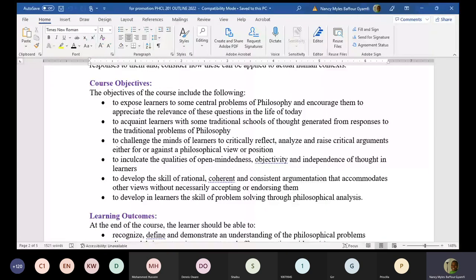We want to challenge your minds, I'm on the third point now, to critically reflect, not just reflect, but reflect critically. Critically means, like we studied in level 100, you look at the various aspects of a matter devoid of emotions. There's too much emotion in the system. People are not thinking respectfully. When you let your emotions drive you, I mean, we are emotional beings, so we must have emotions.